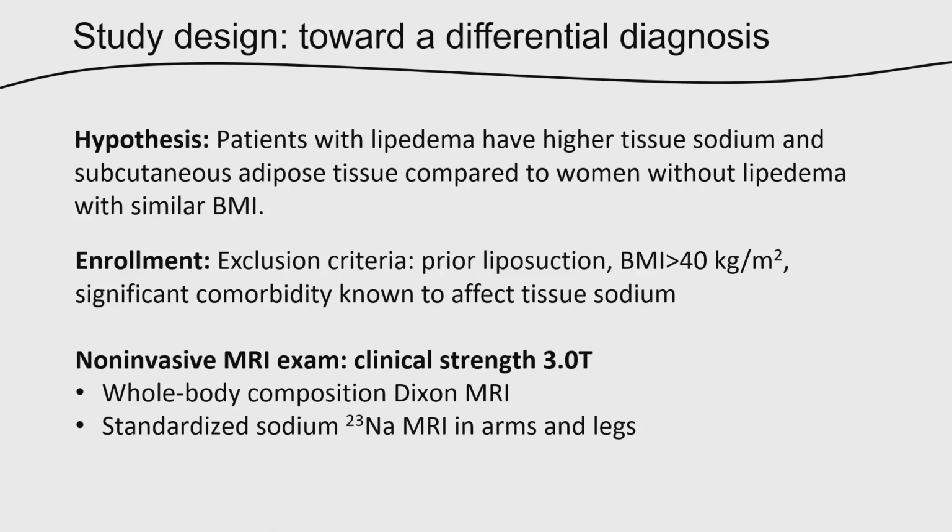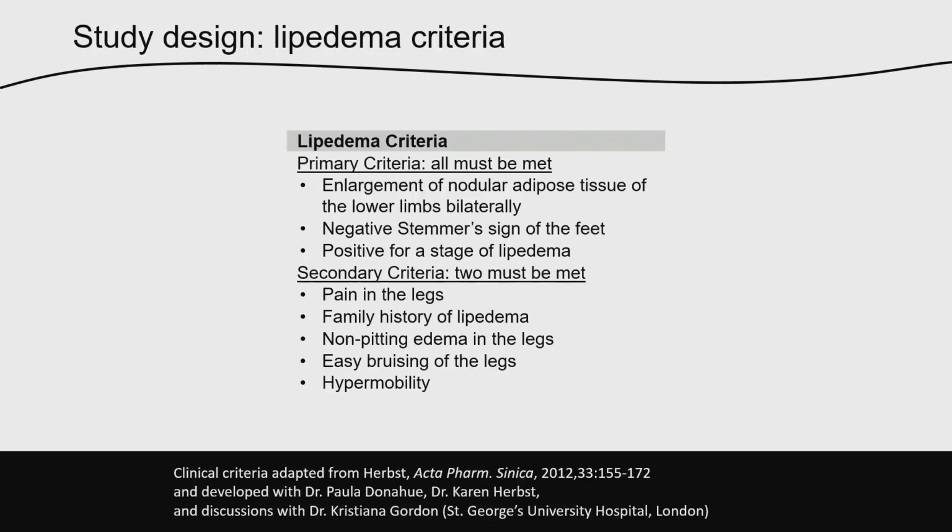I apologize if that says greater. This is less than 40 because they had to be compatible with the MRI. And they had no other significant comorbidities affecting tissue sodium, like chronic kidney disease, for instance. We performed the whole body imaging method that I described and standardized sodium MRI at a 3 Tesla clinical field strength exam. In our studies, we've been employing this criteria for lipedema.